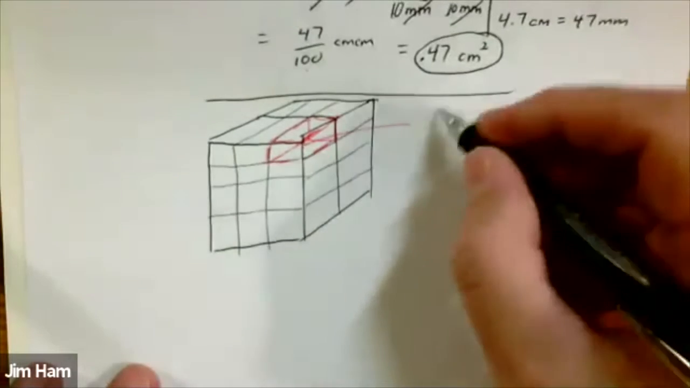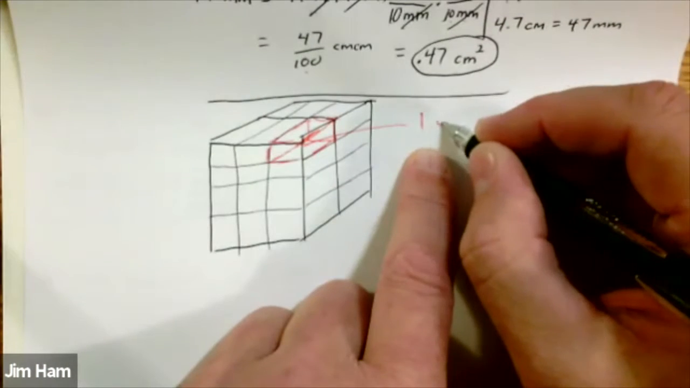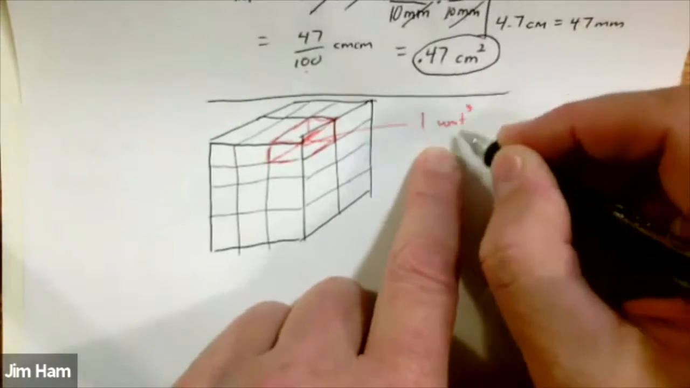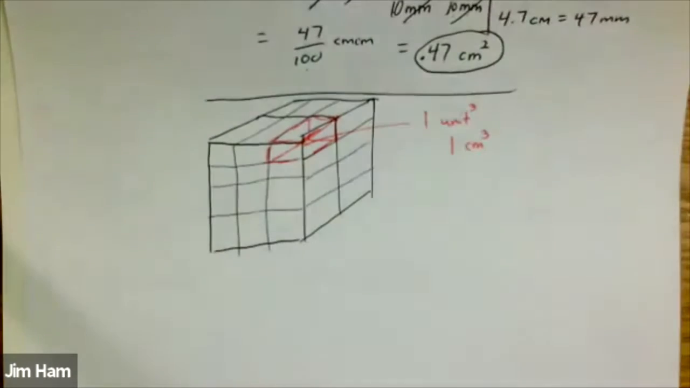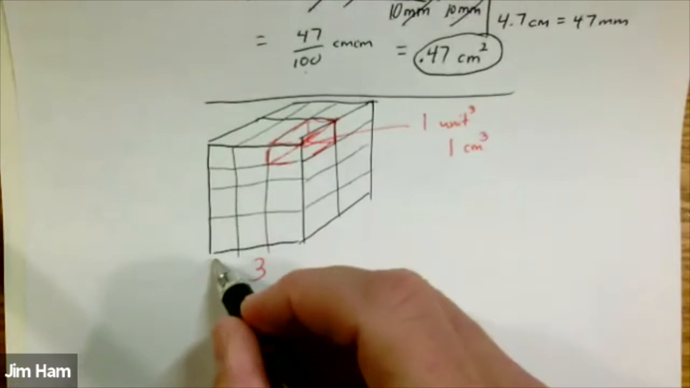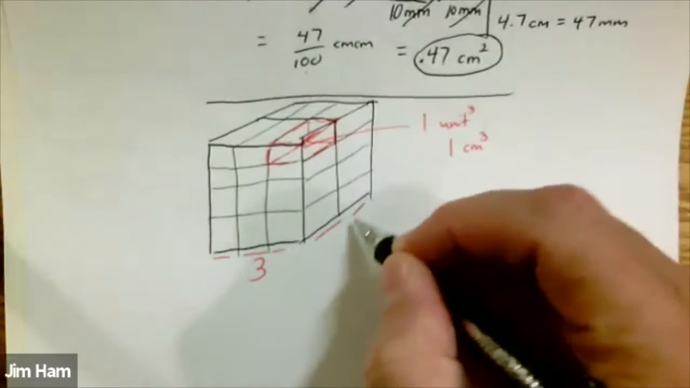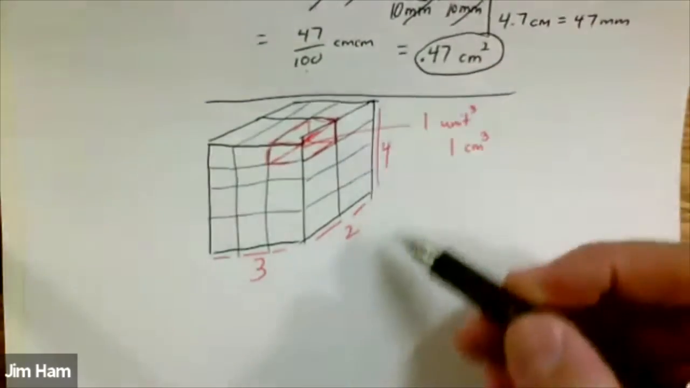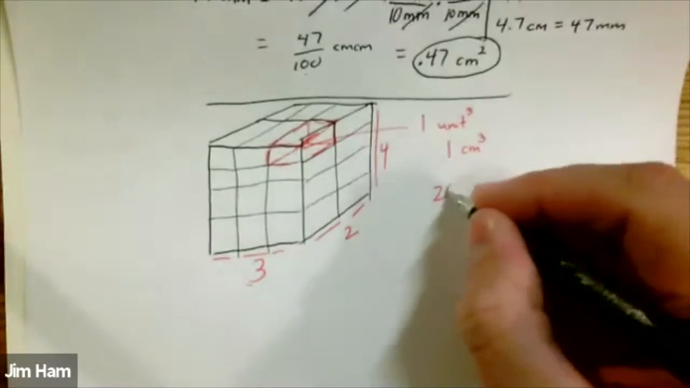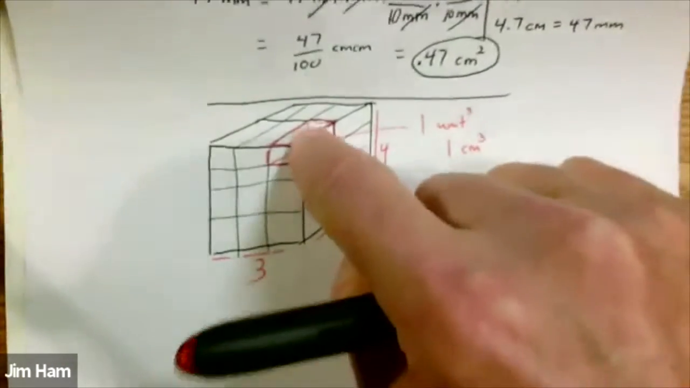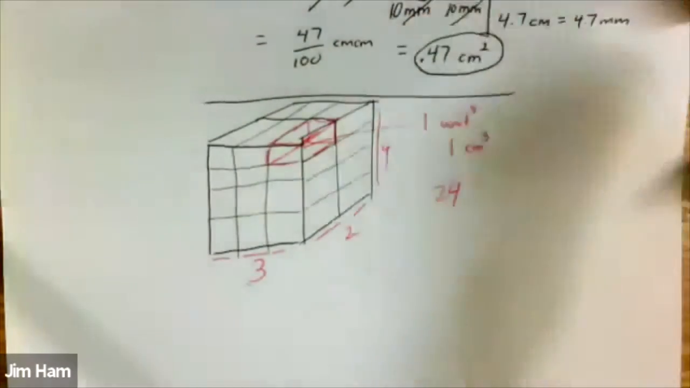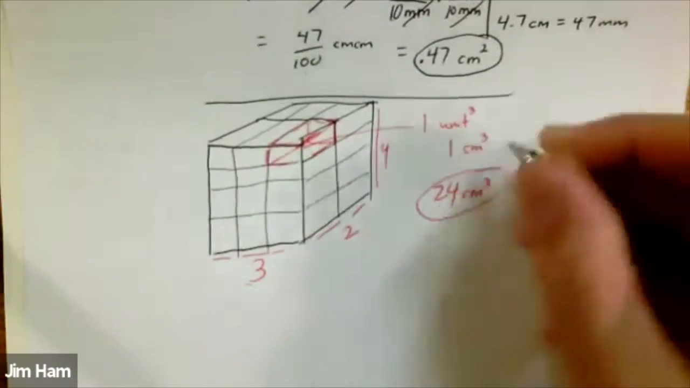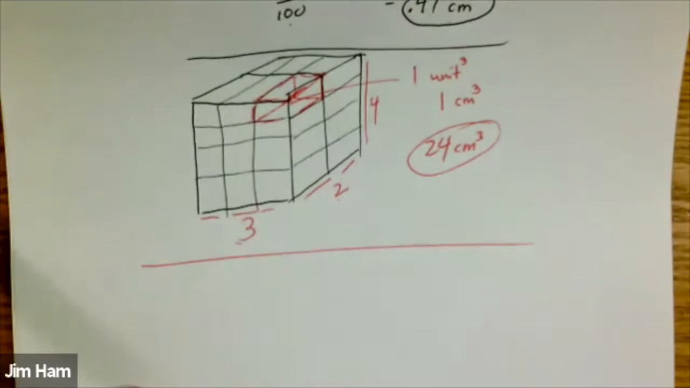We're going to call that little red cube one unit cubed, or one cubic unit. If the unit was centimeters, 1 centimeter by 1 centimeter by 1 centimeter, it'd be 1 cubic centimeter. You can just actually count if you want. But there are 3 coming this way, 2 coming this way, and 4 coming this way. So if you just multiply those 3 numbers together, you get 24. It would take 24: 1, 2, 3, 4, 5, 6, 7, 8, 9, 10, 11, 12, and then you got 12 on the backside. 24 cubic centimeters. All right, so that's kind of the idea of volume there.